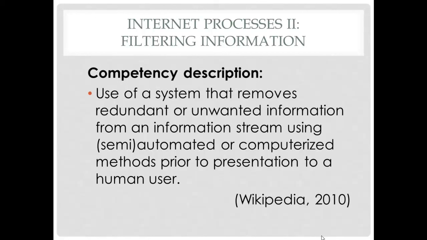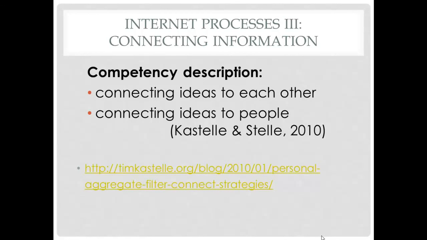Internet processes 2, filtering information. A competency description can be viewed as use of a system that removes redundant or unwanted information from an information stream using semi-automated or computerized methods prior to presentation to a human user. And again, that's taken from Wikipedia 2010. Internet processes 3, connecting information. A competency description can be viewed as connecting ideas to each other, connecting ideas to people. Castells and Stell, 2010. And the URL for the website is given on the slide.